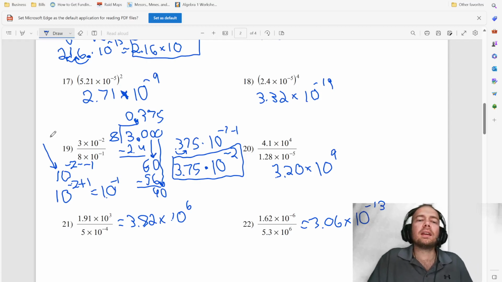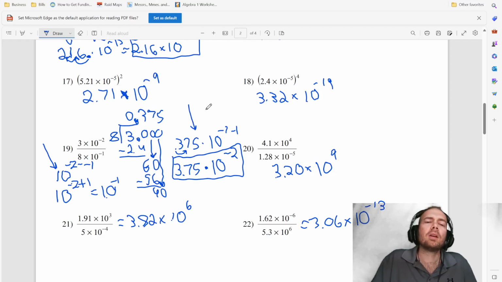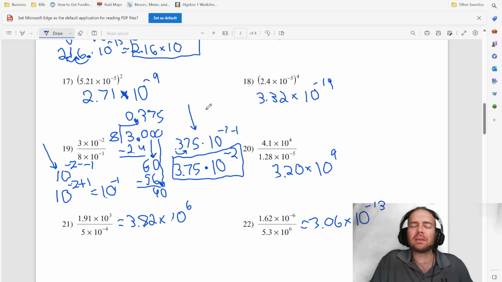And then this is the third part, so I kind of jumped back over here for my third part. 0.375 times 10 to the -1. Then I had to move the decimal place over one space to the right, which means I need to subtract 1 from the power. So the final answer was 3.75 times 10 to the -2.